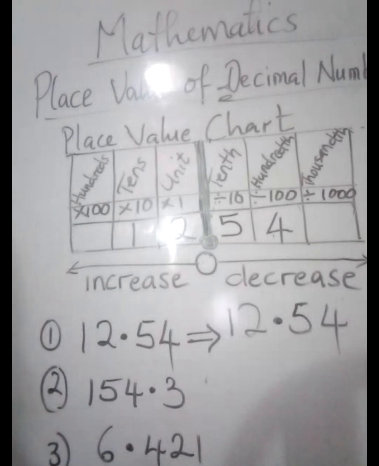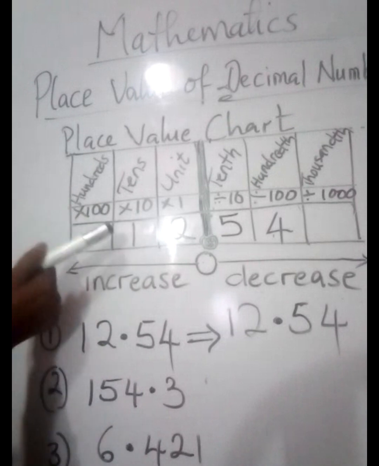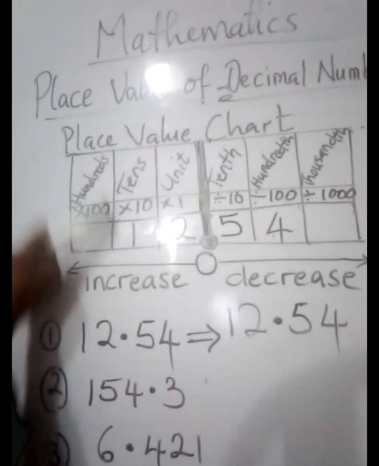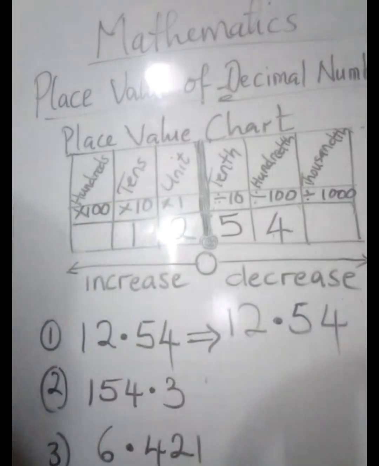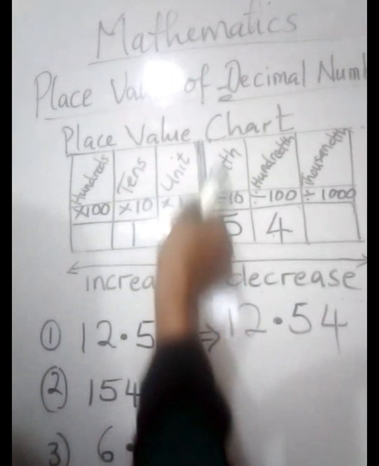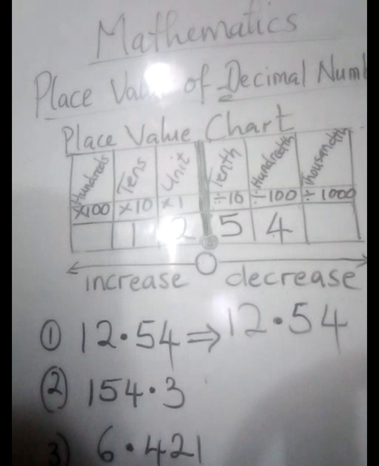So that is how you arrange your number in the place value chart. So if they ask you what is the value of this one, the value of this one is 10 because it's in the position of tens. 1 times 10 is 10. This 2 is in the position of unit, so it's just 2. Now this 5 is in the position of tenths. So what is the value of this 5? The value of this 5 is 5 divided by 10, which is half. The value of this 5 is half, which is the same thing as 0.5.